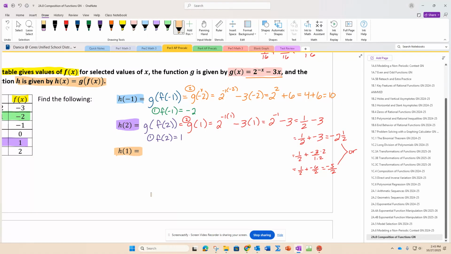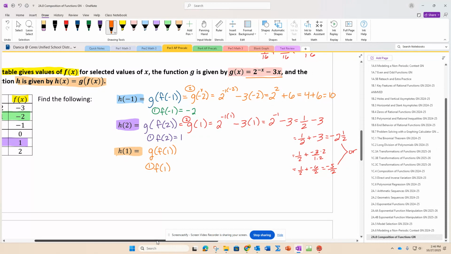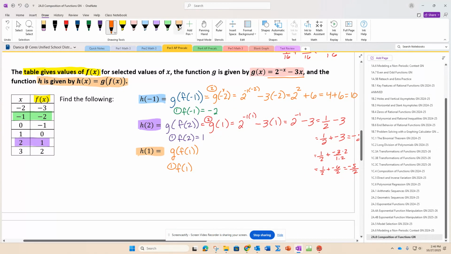All right, let's take a look at h of 1, see how we did. First off, our h of 1 becomes g of f of 1. And so we'd find our f of 1 first. Looking at our table for f, here's where we have that input of 1. The output that corresponds is 0. So f of 1 equals 0. Now that allows us to replace f of 1 with its output of 0, changing this to g of 0.